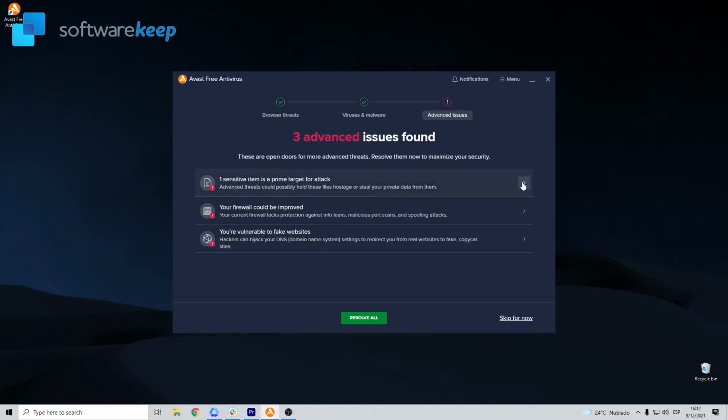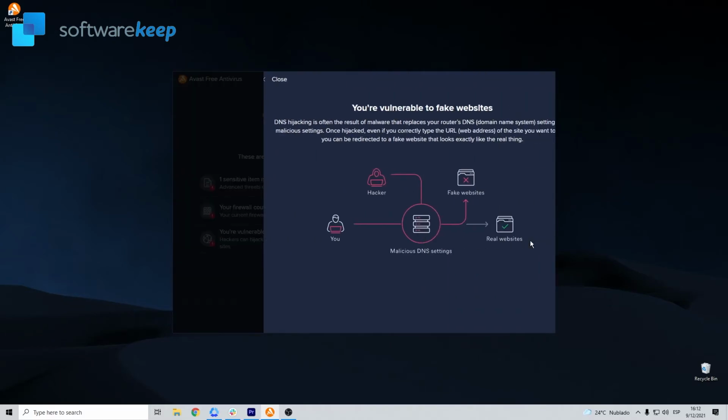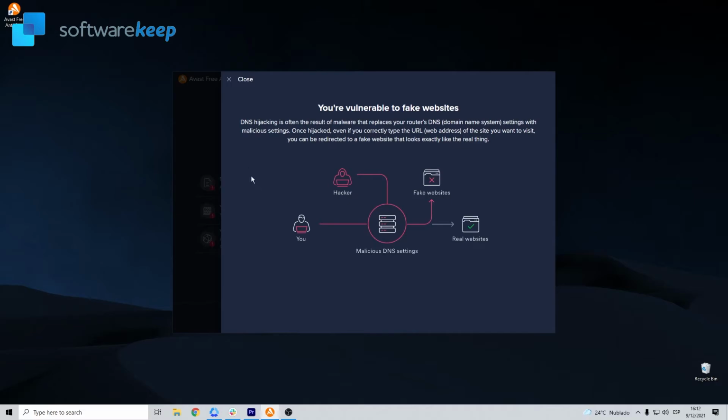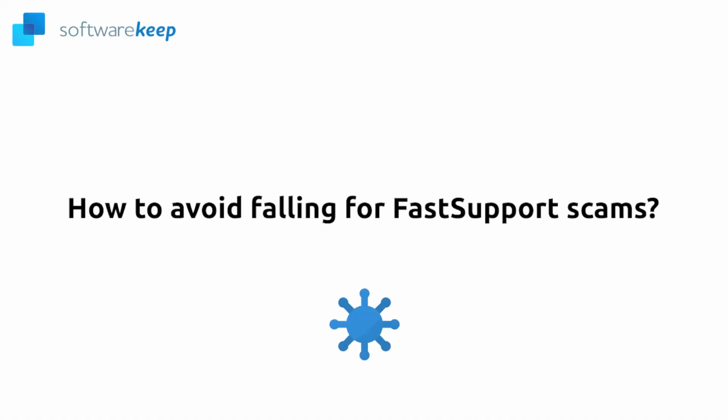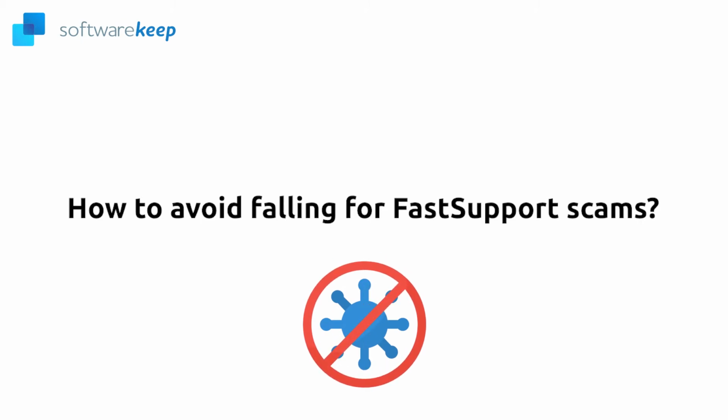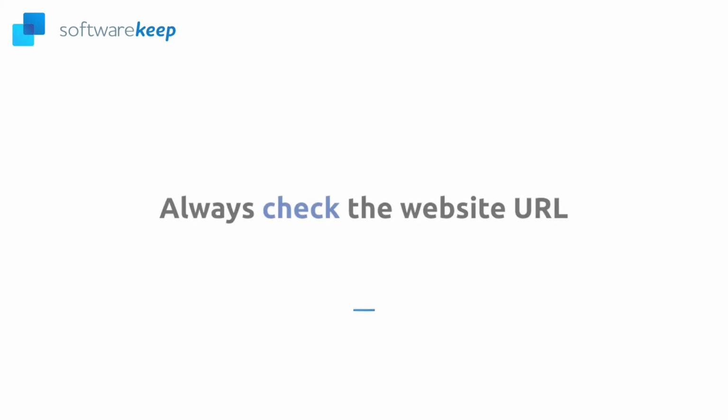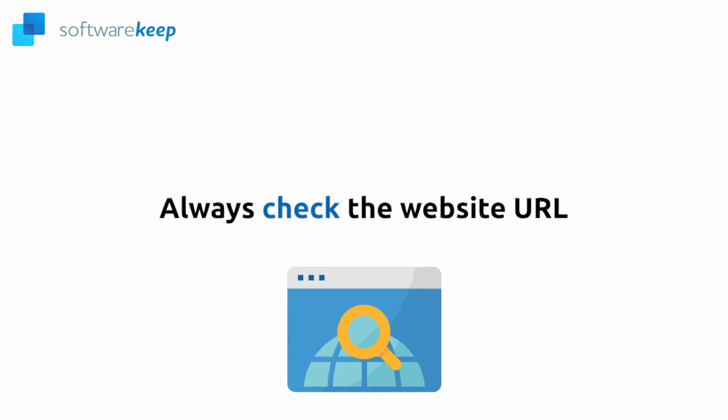In my case, my antivirus says that it found 3 advanced issues, but these are not viruses, so I'm not concerned about it. That was all regarding the antivirus. But how to avoid falling for FastSupport scams? Well, first, always check the website URL.